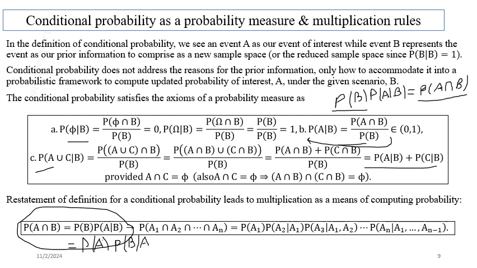And if you are willing to generalize this multiplication rule, suppose you have n number of events and you are willing to compute the joint probability of those n events, how will you compute it? First you will say A1, then you look for A2 given A1, then A3 given A1 and A2, and so on. So the joint probability of A1 intersection A2 intersection up to An is probability of A1 times probability of A2 given A1 times probability of A3 given A1, A2, likewise, probability of An given A1 up to An minus 1.